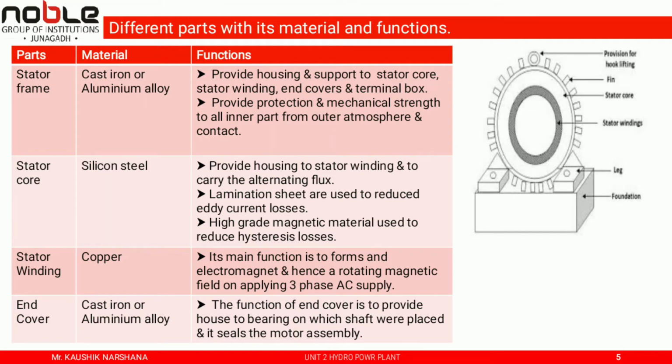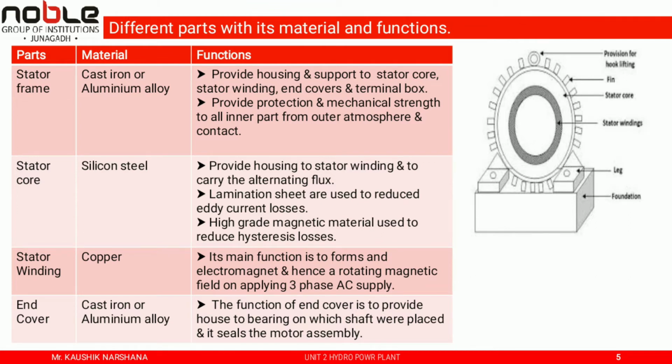Another one is stator core, which is made up from silicon steel. Okay, it provides housing to stator winding and carries the alternating flux. It provides slots in which we can wind the stator winding. Lamination sheets are used to reduce eddy current losses. There are mainly two losses. First one is the eddy current loss and the other one is the hysteresis loss. By using lamination, we can reduce eddy current loss, and by using high grade magnetic material, we reduce hysteresis loss.